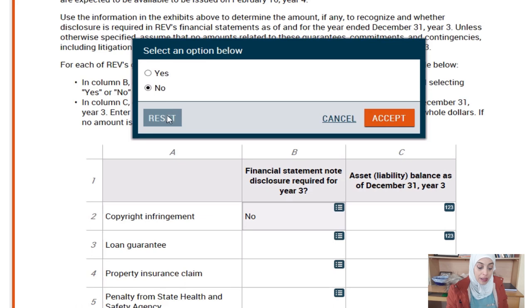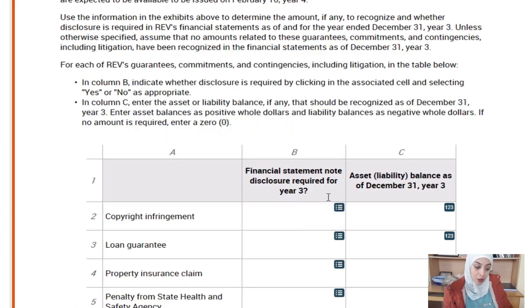So here, for example, they want us to determine whether a disclosure is required or not for each example, for each question they are giving us, okay? In column C, determine the asset or liability balance. So in column C, we should enter a number, okay? Based on our computations, we should enter the number of the balance of the asset or liability, if any, that should be recognized as of December 31, year 3. So as applicable, we should enter the related number.